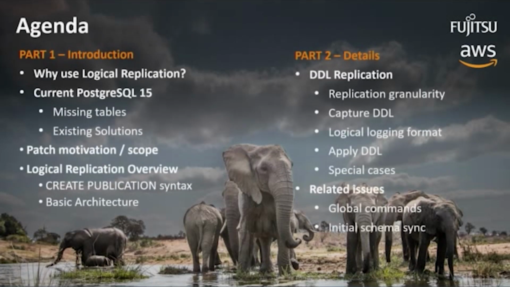So the talk's in two parts. I'll give the introduction and we'll talk about the current state in Postgres 15 and 16, it's the same, and some problems and solutions. That'll move into the motivation for this patch in the first place. Then we'll look at the basic architecture of logical replication as it stands now and how the DDL support will fit on top of that. After the intro, Zane will be talking about the patch and how it implements these concepts.